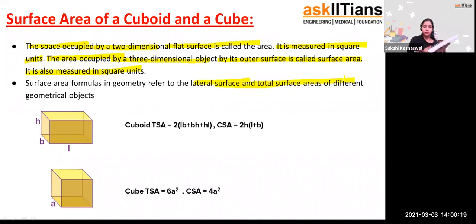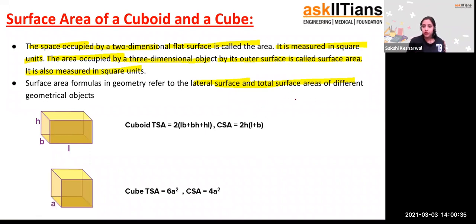Lateral surface area will be what? There won't be any top and there won't be any bottom. There will be only the side faces, right? So what are the things we get over here? I think all the formulas are written. So let's see what we get.